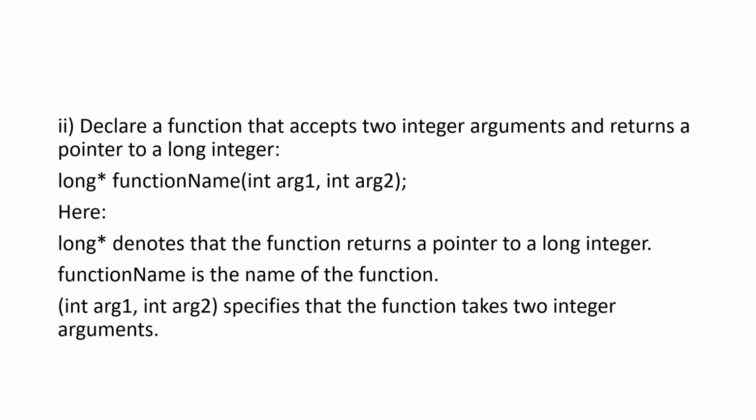Declare a function that accepts 2 integer arguments and returns a pointer to a long integer. It returns a pointer to a long integer, so it should be long *. Then the function name, and it takes 2 int arguments.